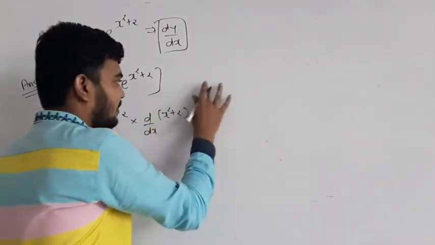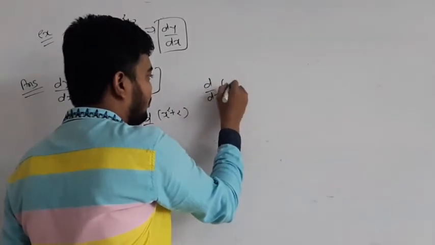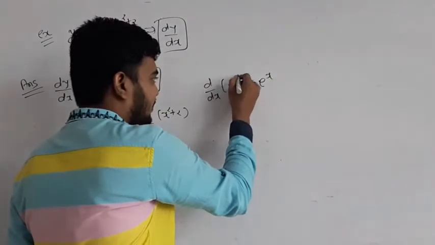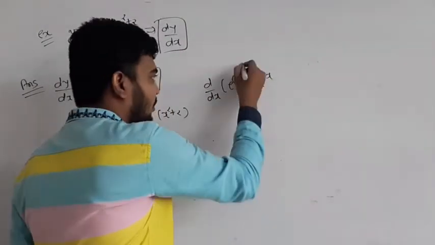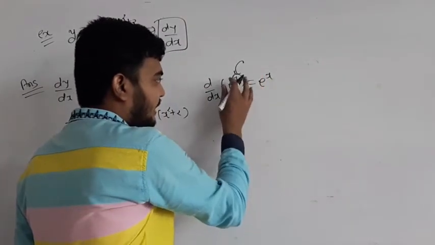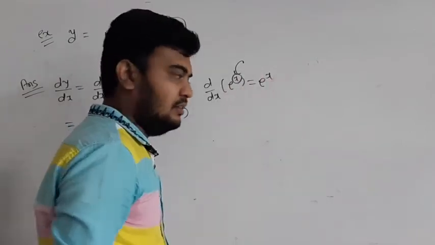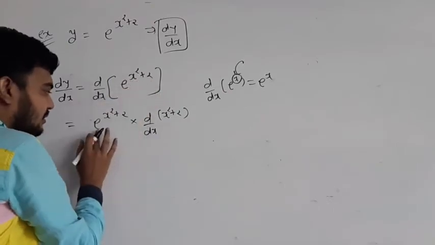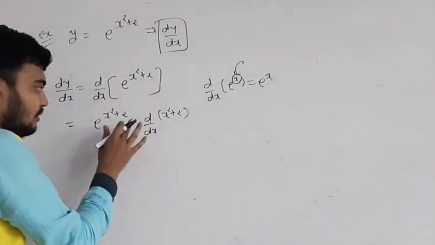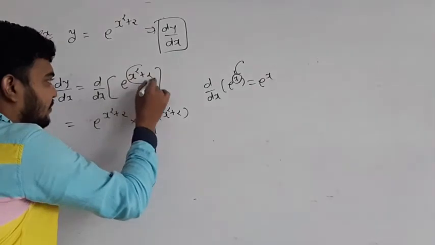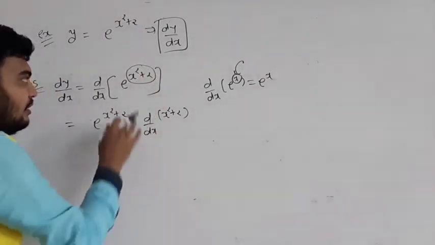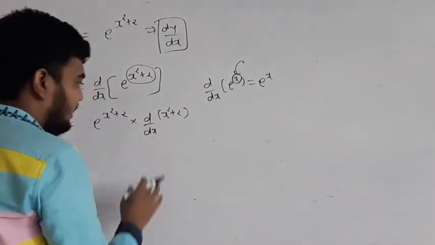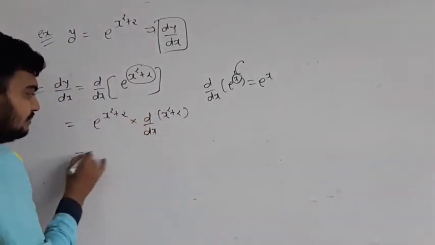We know that d by dx of e raised to x is e raised to x, but if there is any function instead of x, then the derivative of this function remains. So e raised to x square plus 2 stays as it is, but the derivative of this function remains, because it is not x, it is x square plus 2. So d by dx of x square plus 2 as it is.